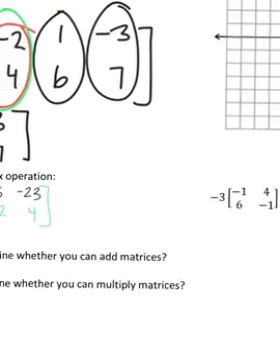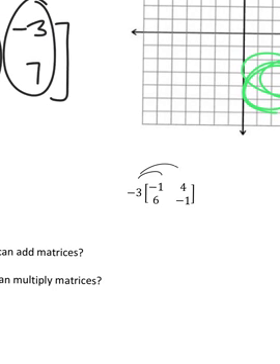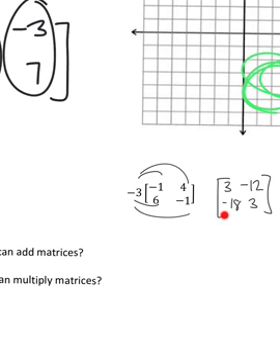And the second part is you're multiplying a scalar through, so you just multiply each term by -3. So it's going to be 3, -12, -18, and +3. Make sure you're using matrix symbols too.